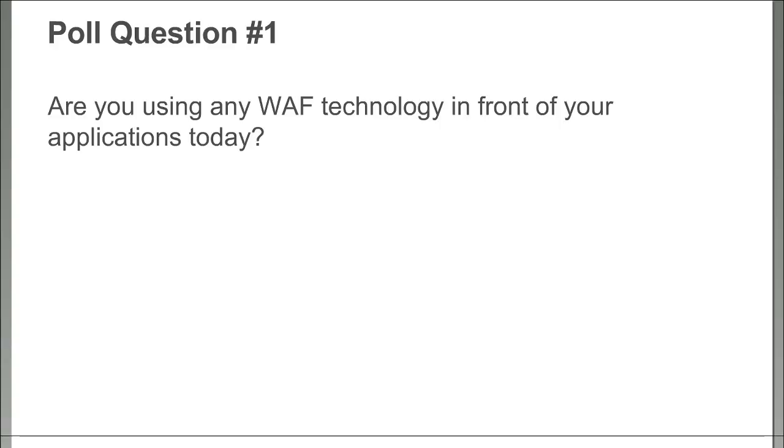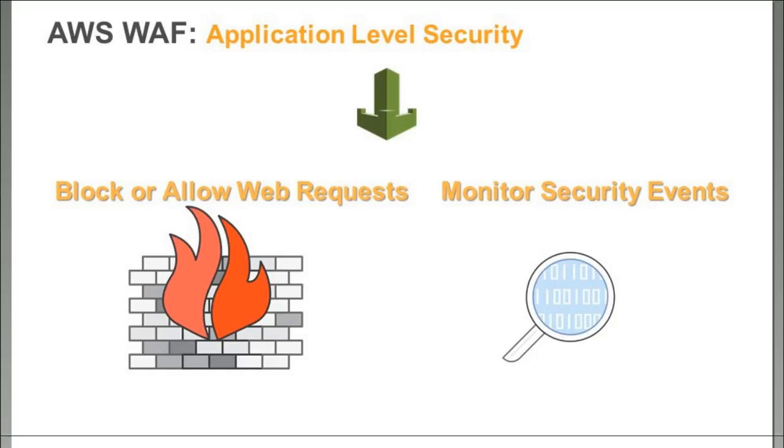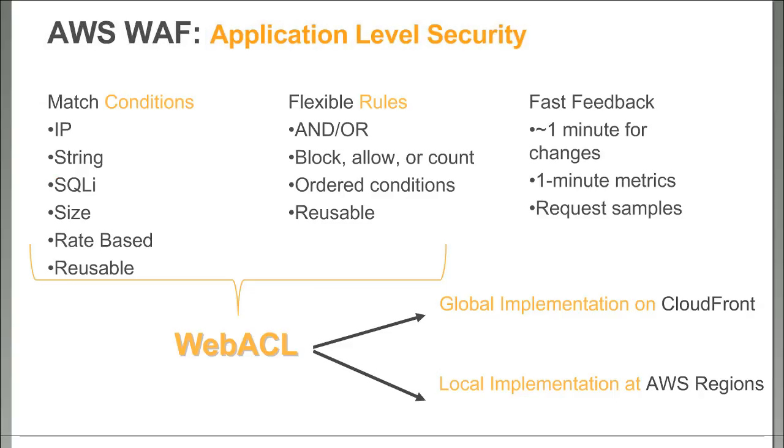So let's talk a little bit about WAF and what we have there and why you would want to use that. So AWS WAF, that's our application level security. What the AWS WAF does is allow you to block or allow web requests and monitor security type events. This is layer 7 application security. The AWS WAF is deployed at each of our edge locations, also available within, today, 5 of our AWS regions. And there are a couple different components.